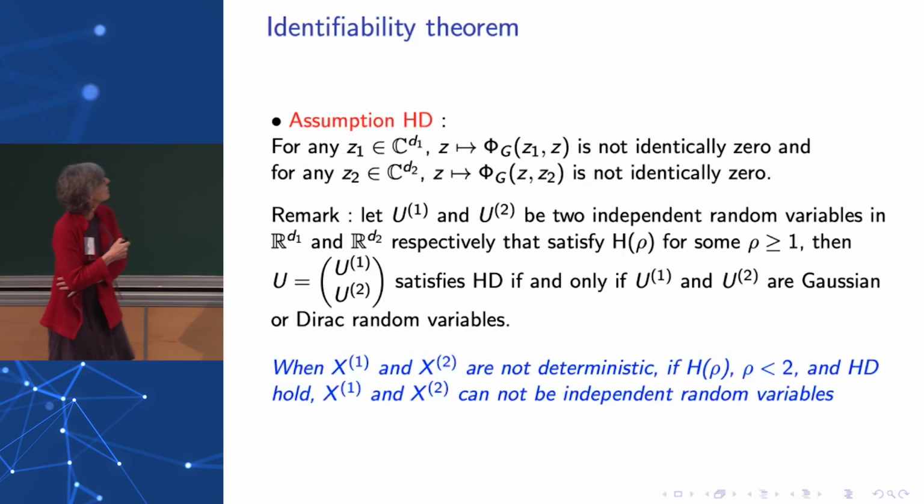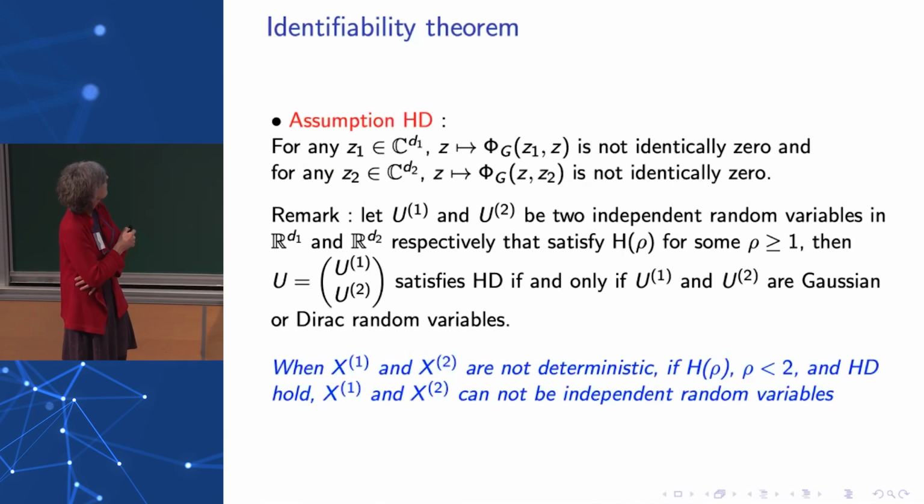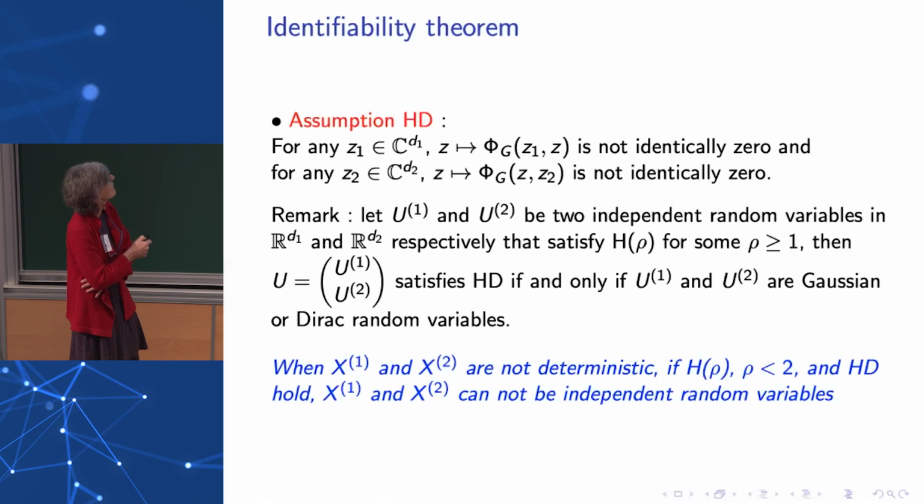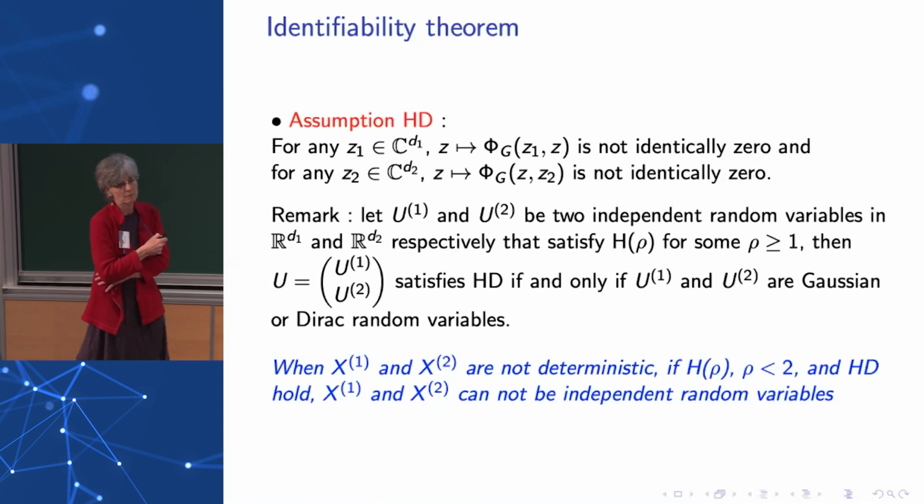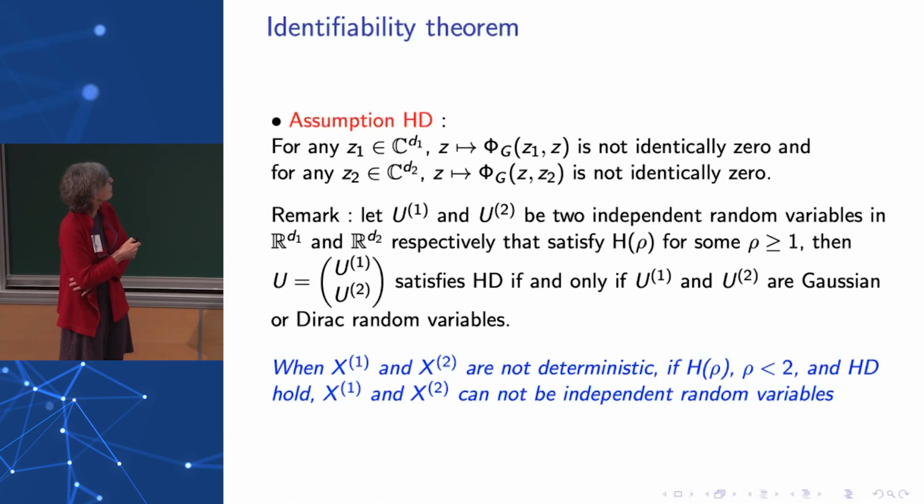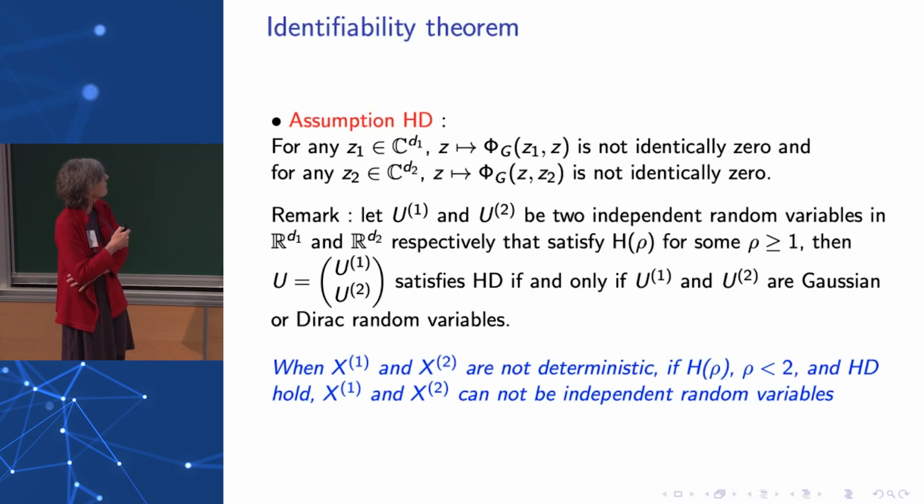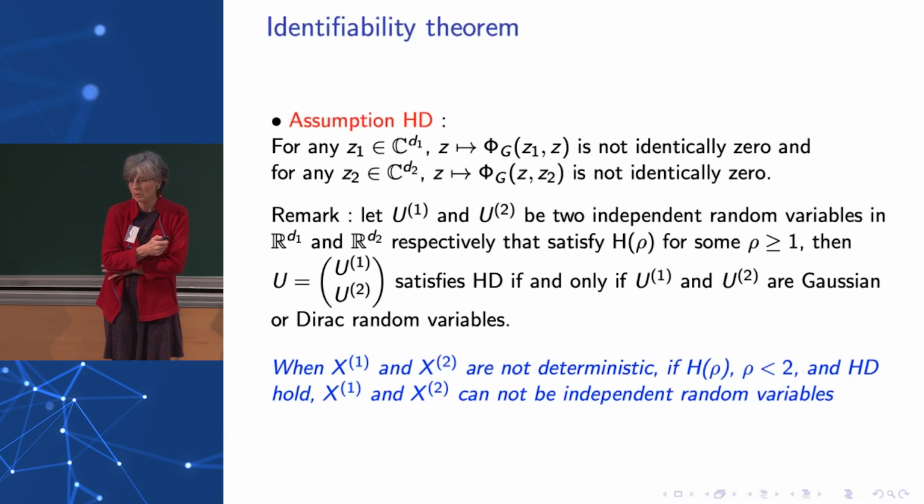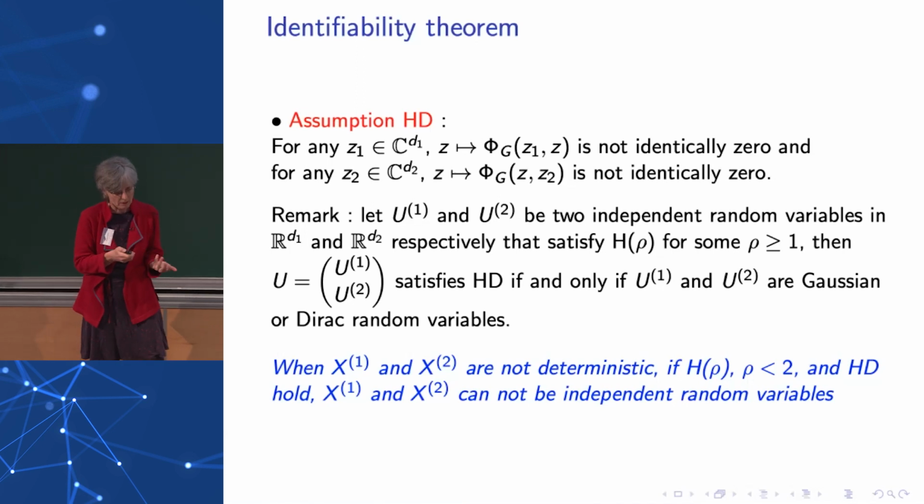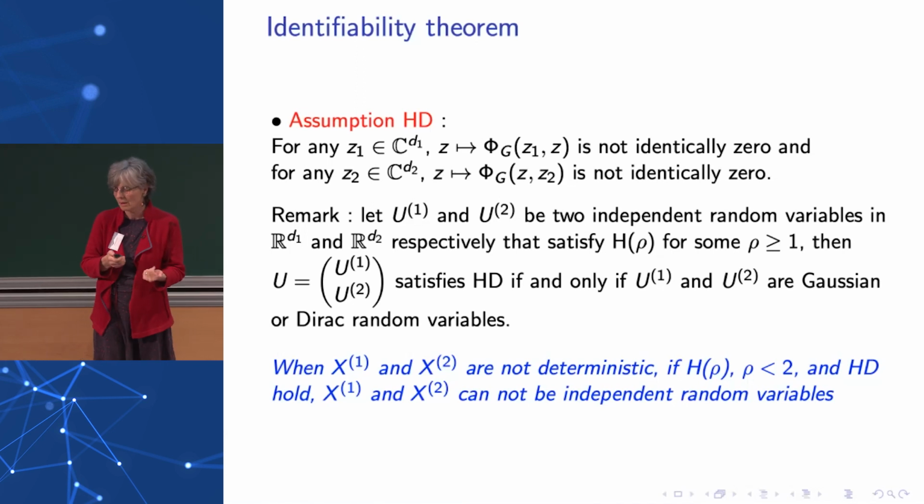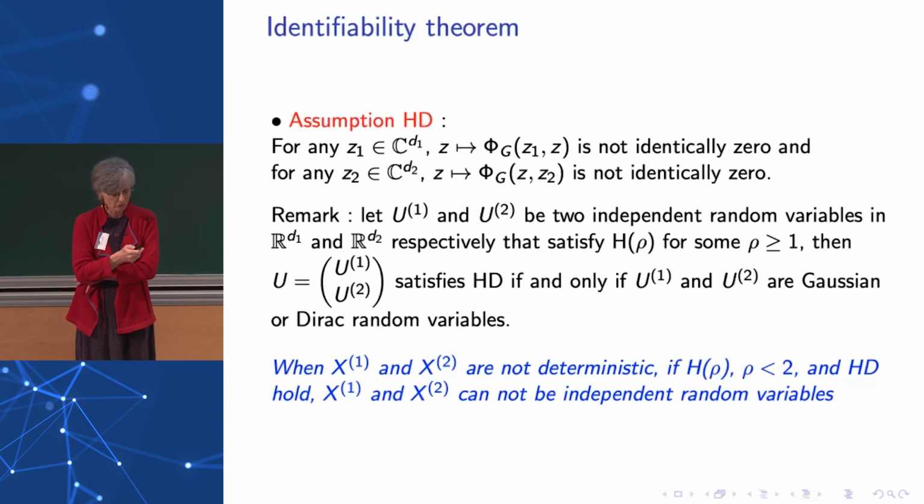So if you consider independent variables in the components, it cannot satisfy this assumption if they are independent, except if they are Gaussian or deterministic. So it means that if you exclude Gaussian and deterministic, the signal cannot have independent components. So this is why I understand this assumption as some dependence assumption, though it is stated in a more technical way.